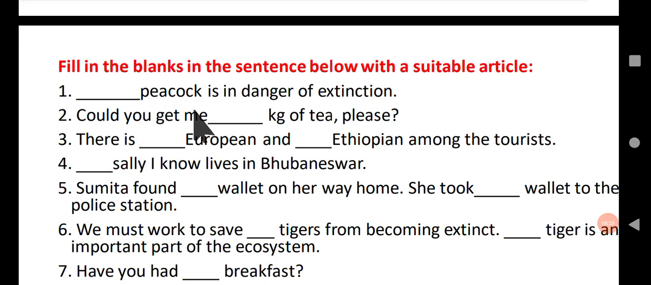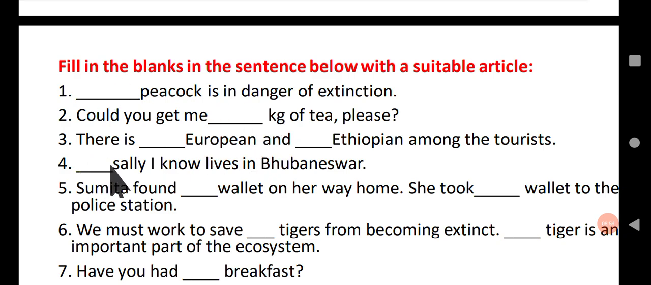Next one, could you give me dash kg of tea please? So what you can use here: the article a, or an, can be used to refer to one. Like 1 kg, one person, one boy, one girl. So instead of saying one, you can use a. So what do you need here? Could you give me a kg of tea please? So here you have to use a. First one the, second one a.